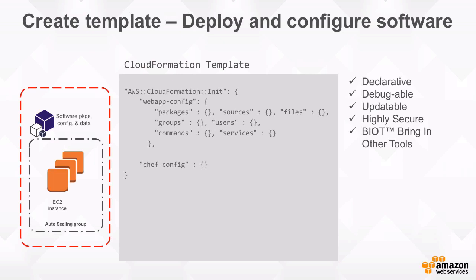Another part of the CloudFormation template is something called CFN Init, and this is optional. But what this allows you to do is deploy and configure software on your EC2 instances from within your AWS template. I won't go into too much detail now because we'll touch on this in a few slides in more detail. But basically it allows you to declaratively define packages and software and files that you want on your EC2 instances within your CloudFormation template.